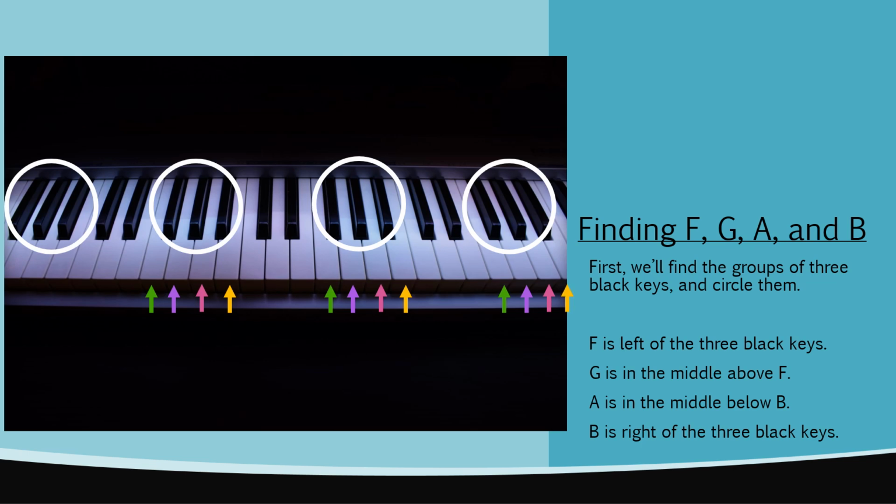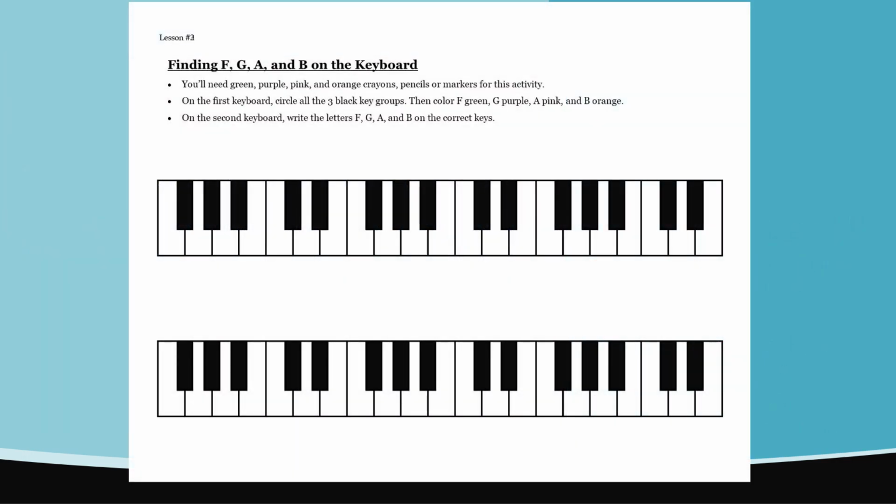Okay, let's pull out your worksheet so you can do some of this work also and memorize these letter names. You're going to need green, purple, pink, and orange for this activity. So go ahead and pause the video, go through your crayons and pencils and markers and find those 4 colors for me. And then also find a gray or a black one.